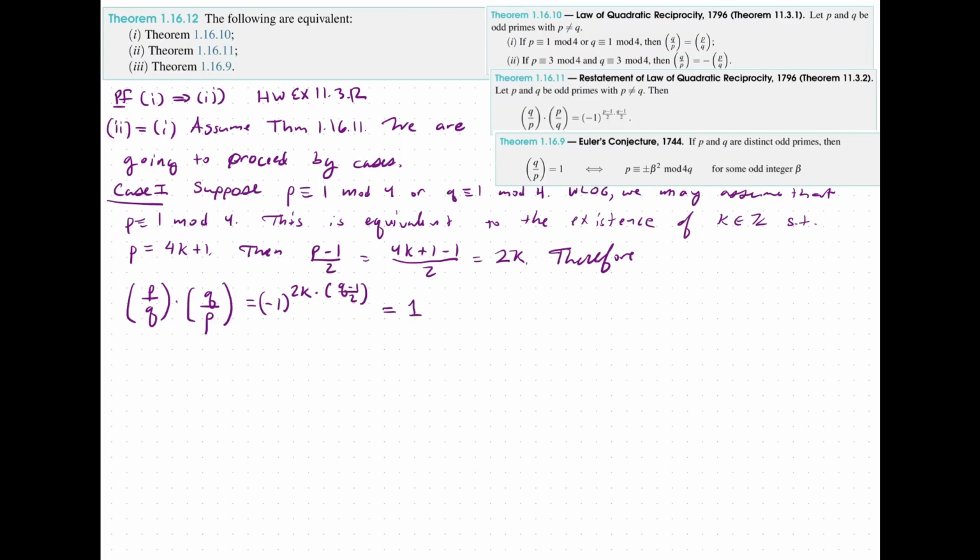But now with the Legendre symbol, we know that we have distinct primes, so this is non-zero. So it can only take the value of 1 or negative 1. And so we have that these are their own multiplicative inverse. So note that (p on q) and (q on p) are non-zero, and are multiplicative inverses of each other.